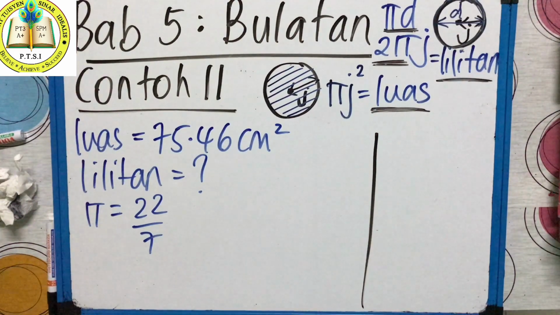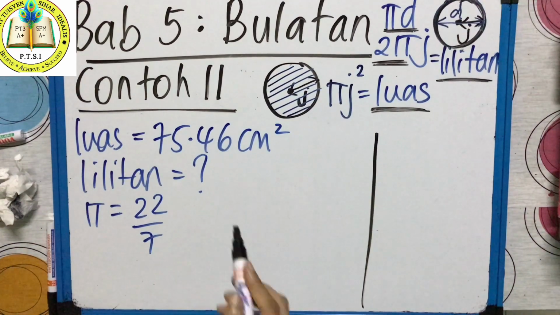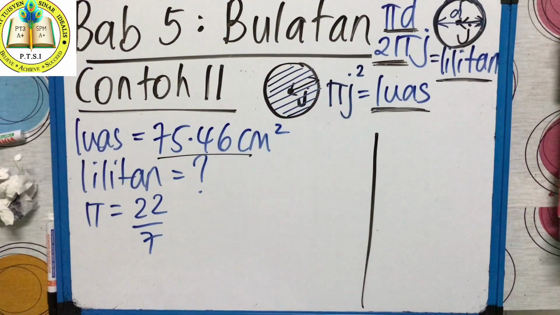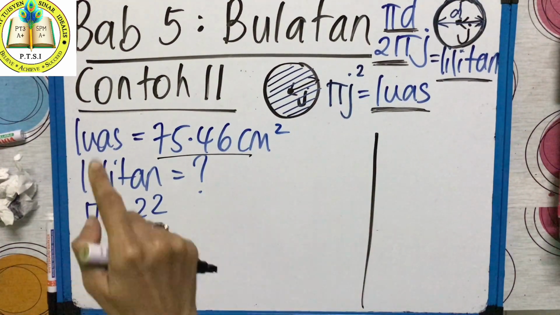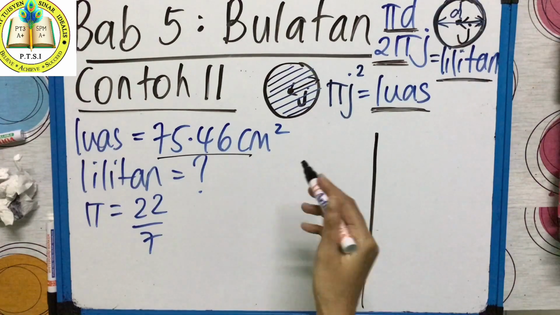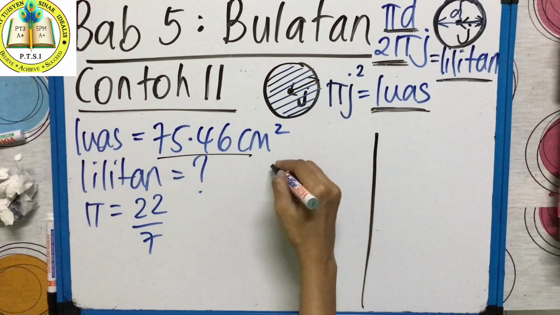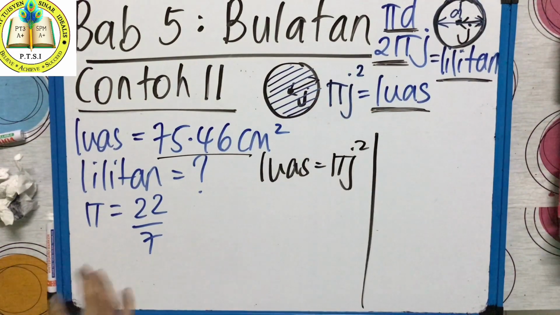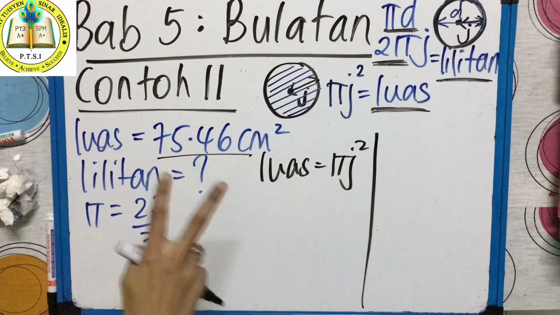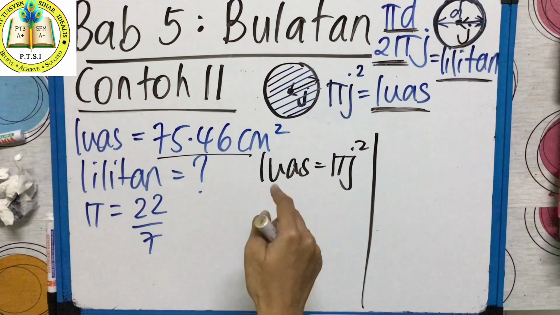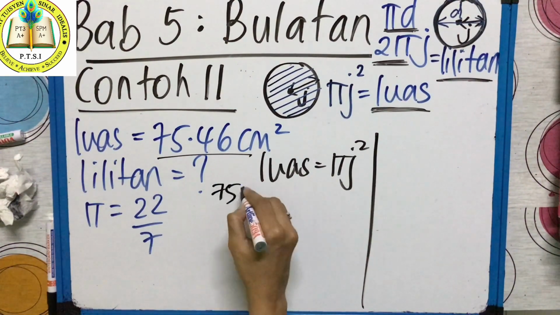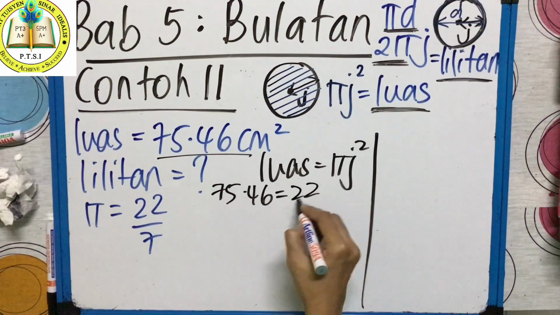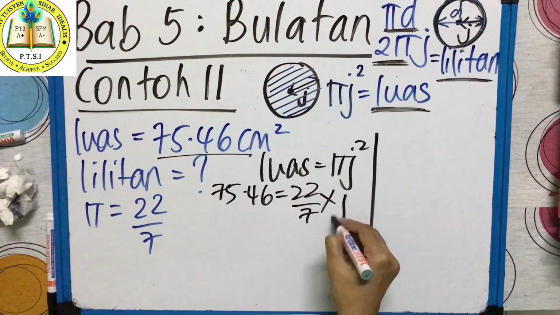Okay, same like just now question. Apa maklumat yang telah diberi? Luas. But they ask you to find lilitan. Can you go directly to lilitan? No. What is supposed to do first? Guna formula luas. So what is luas formula class? Luas equal pi j kuasa 2. Use this formula first. Apa yang ada gunakan itu dulu. So luas, the value they gave you 75.46 equal pi they gave you 22 over 7 times jejari kuasa 2.